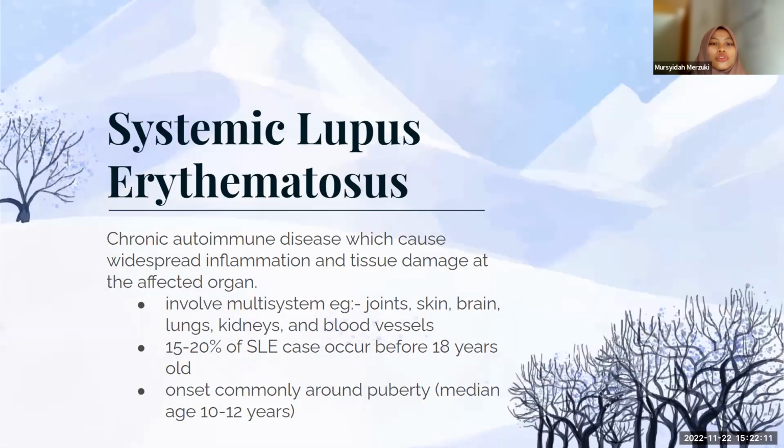Alright, overview for SLE. Basically, SLE is a chronic autoimmune disease. It causes widespread inflammation and tissue damage at the affected organs, which involves multiple organs like joints, skin, brain, lung, kidney, and etc. And for the epidemiology, around 15 to 20% of cases of SLE occur before the age of 18 years old, and the onset mainly occurs during puberty, 10 to 12 years old. And it predominantly affects females rather than males.